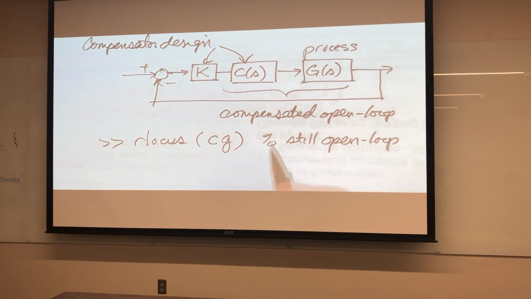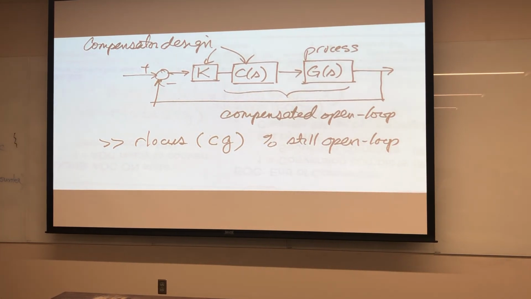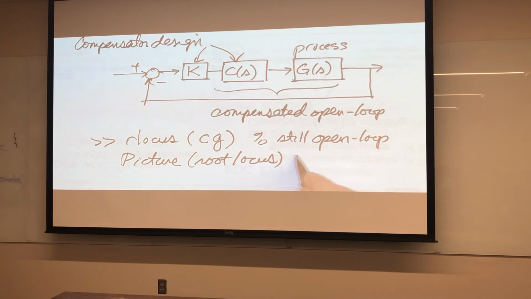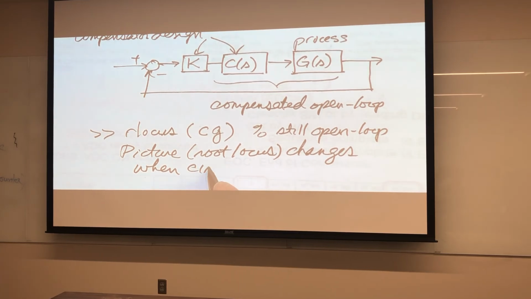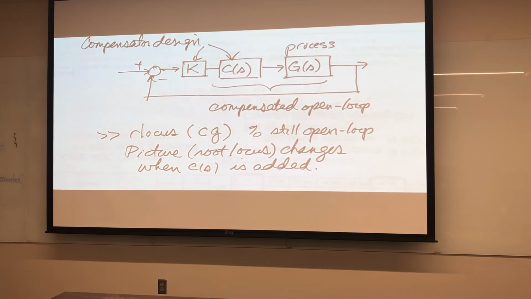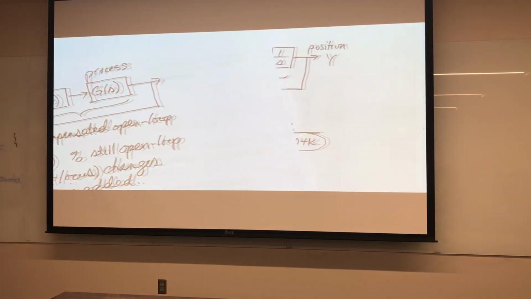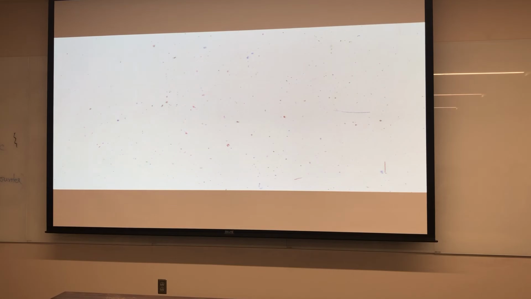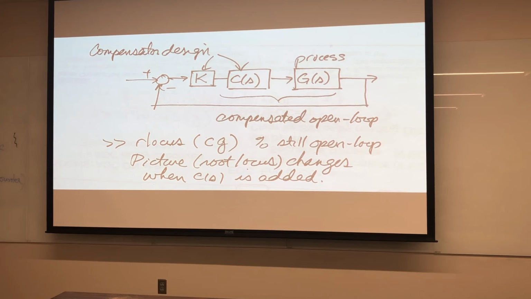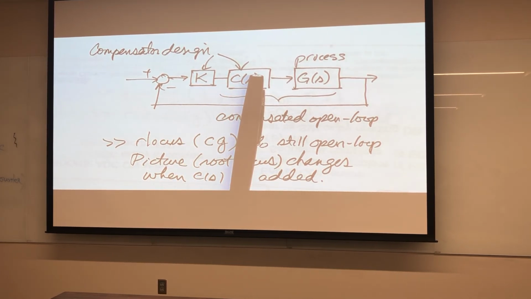Okay. But we're going to change the picture because we're adding something here. The root locus picture changes when C is added. All right, so on Wednesday, let's again go back to the lab. We're going to take a look at some of these things on the computer and run through some examples more quickly, and at the same time be introduced to some of the rules for how to sketch things by hand.